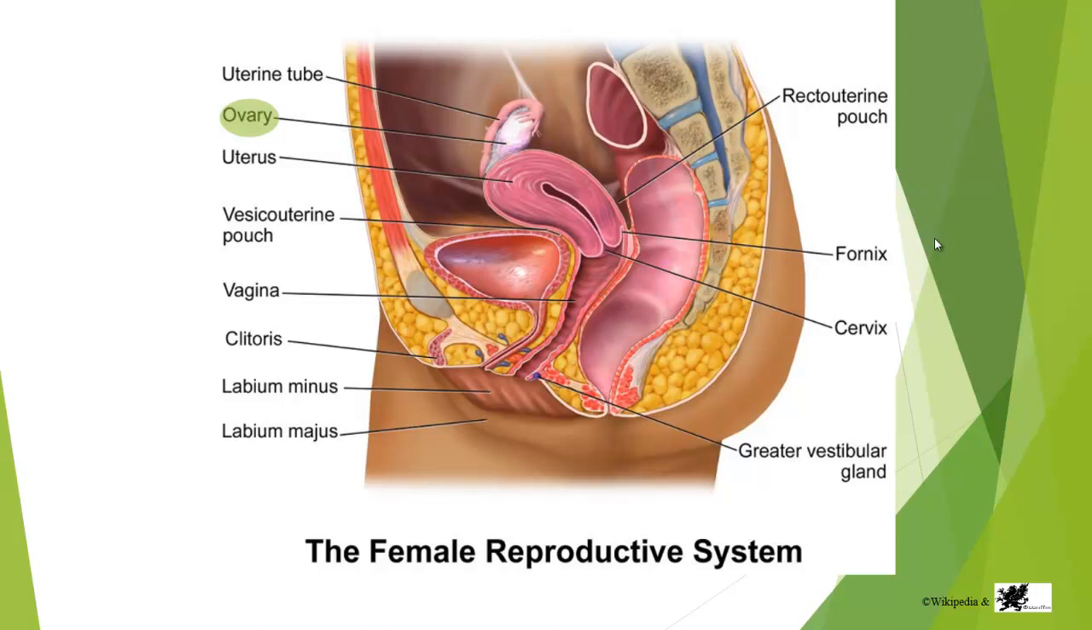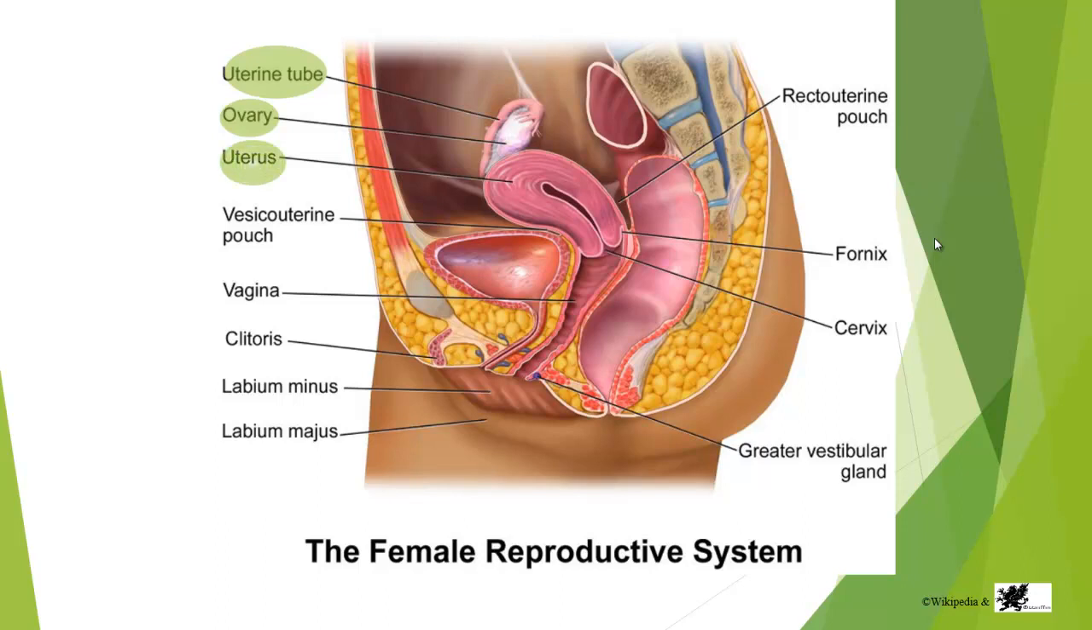The oocytes are then transported into the fallopian tubes or uterine tubes, also sometimes called the oviducts. The uterine tubes are narrow tubes that are attached to the upper part of the uterus and serve as a pathway for the ova, ovum, or oocyte to travel from the ovaries to the uterus. Fertilization of an egg by a sperm normally occurs in the fallopian tubes or uterine tubes.